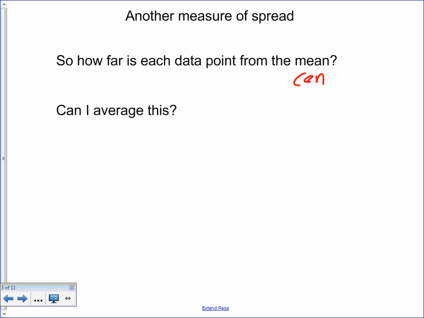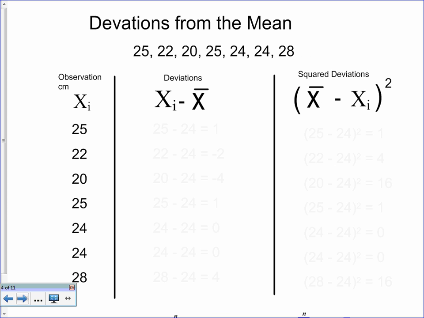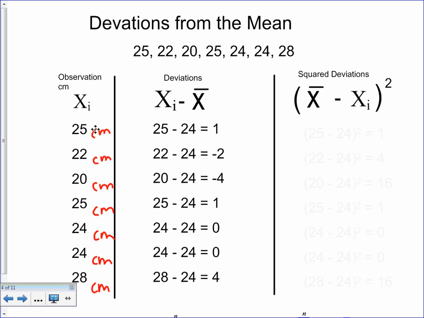But remember, the mean is the mathematical center. And then can we average this? So let's look at if it's possible to average these numbers. So let's take our data set here. And we know that x bar here is 24 centimeters. And so each one of these really should have centimeters on it. And so how far is each one of these data points away from the center? So 25 is 1 away from the center. 22 is -2, and these are all centimeters, right?